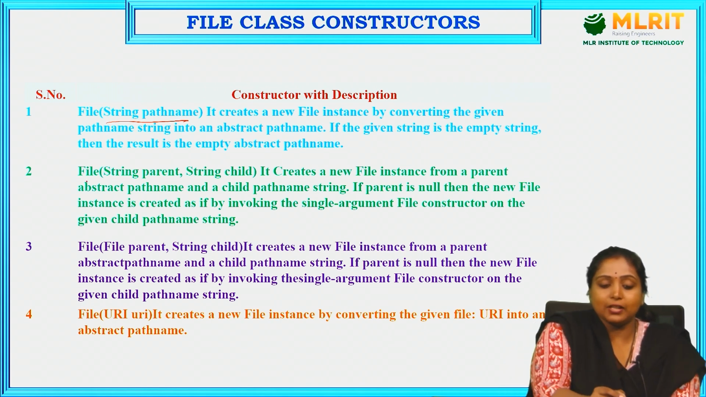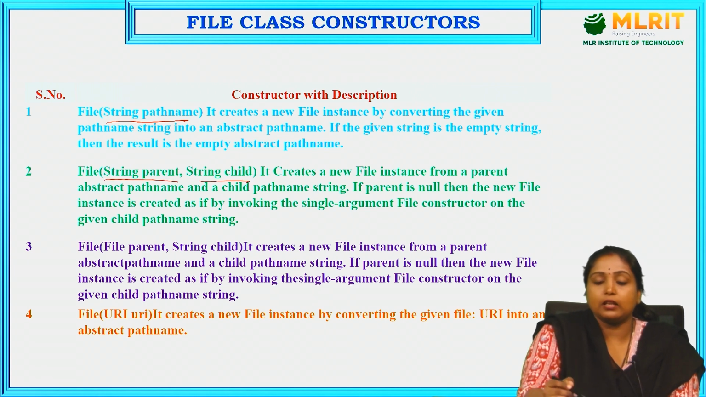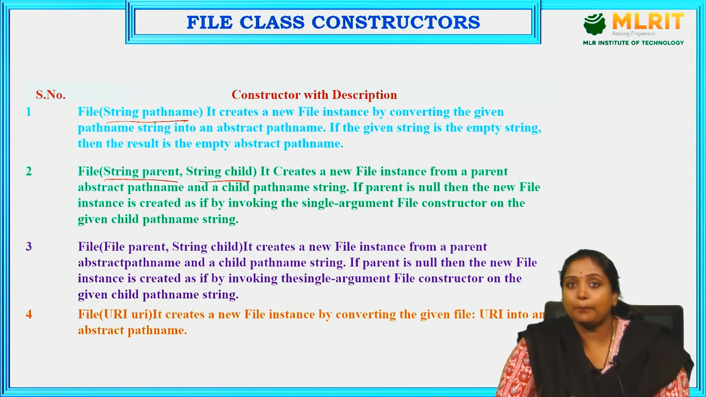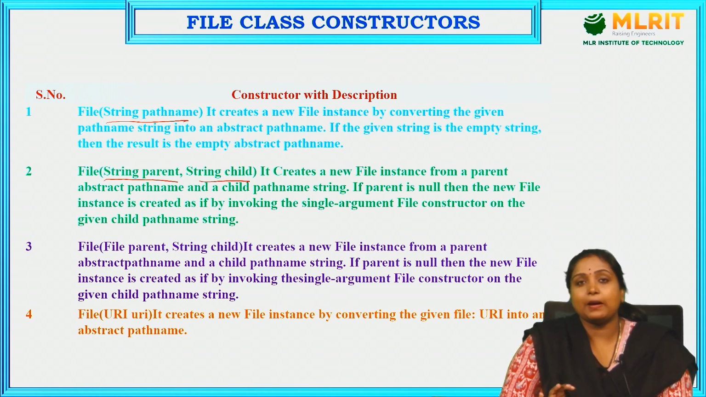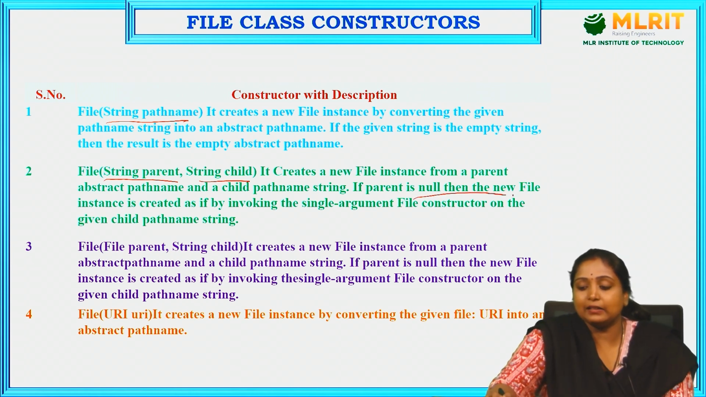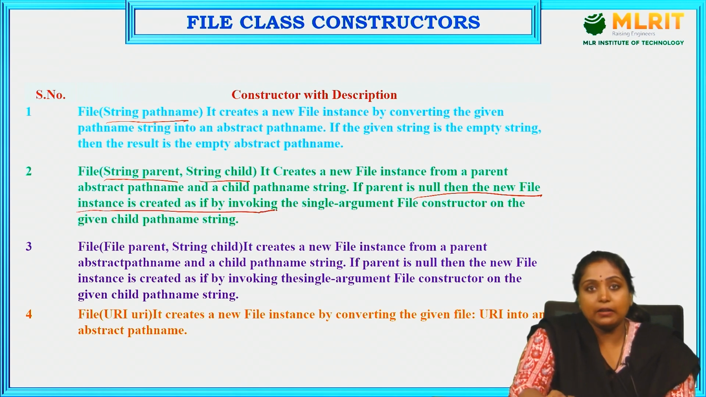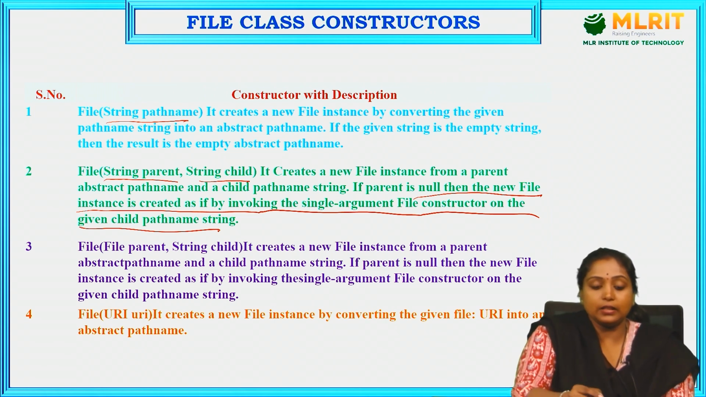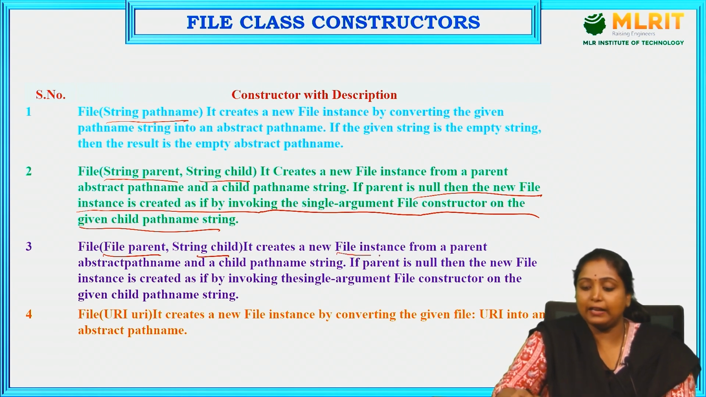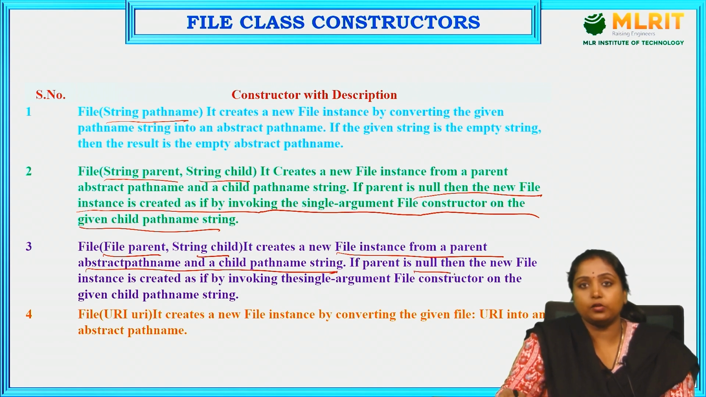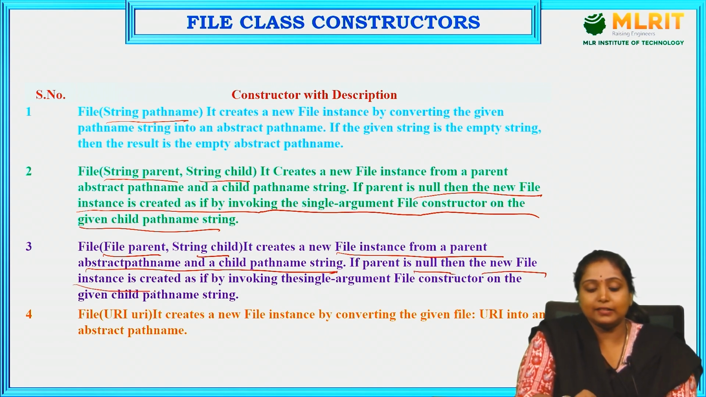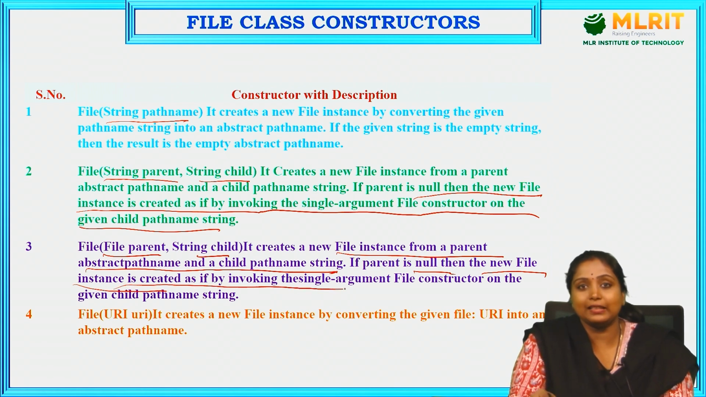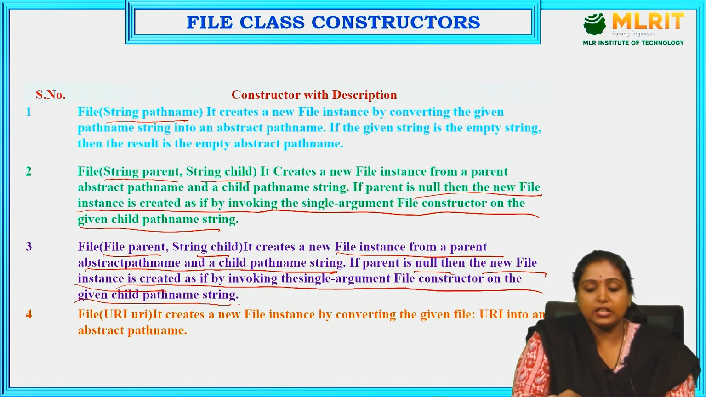Then, string parent as well as string child. It creates a new file instance from a parent abstract path name and a child path name string. If the parent is null, then the new file instance is created by invoking the single argument file constructor on the given child path name. You can also give a file parent and a string child. It creates a file instance from a parent abstract path name and a child path name string. If the parent is null, the new file instance is created by invoking the single argument file constructor on the given child path name string.